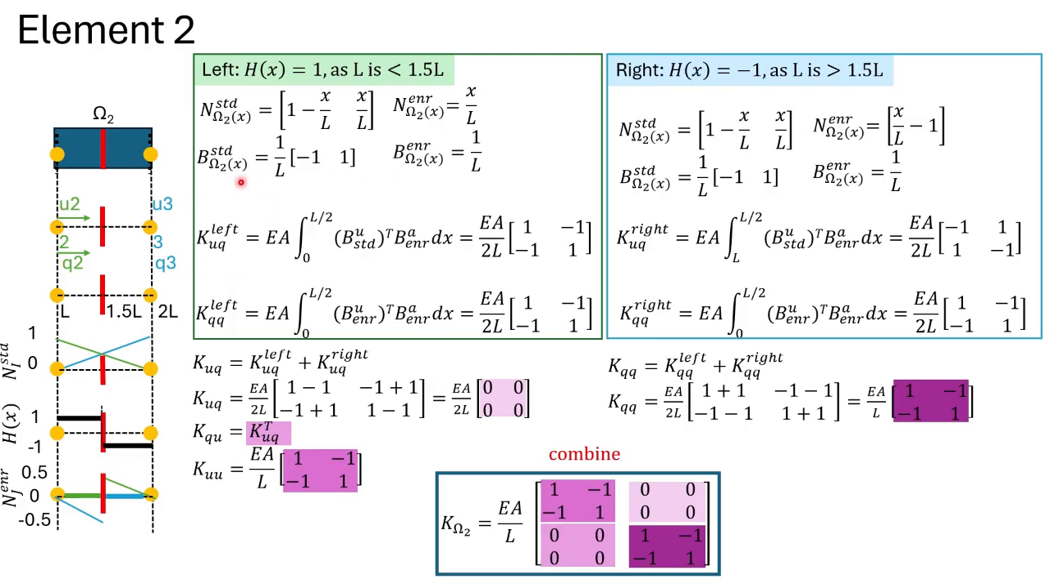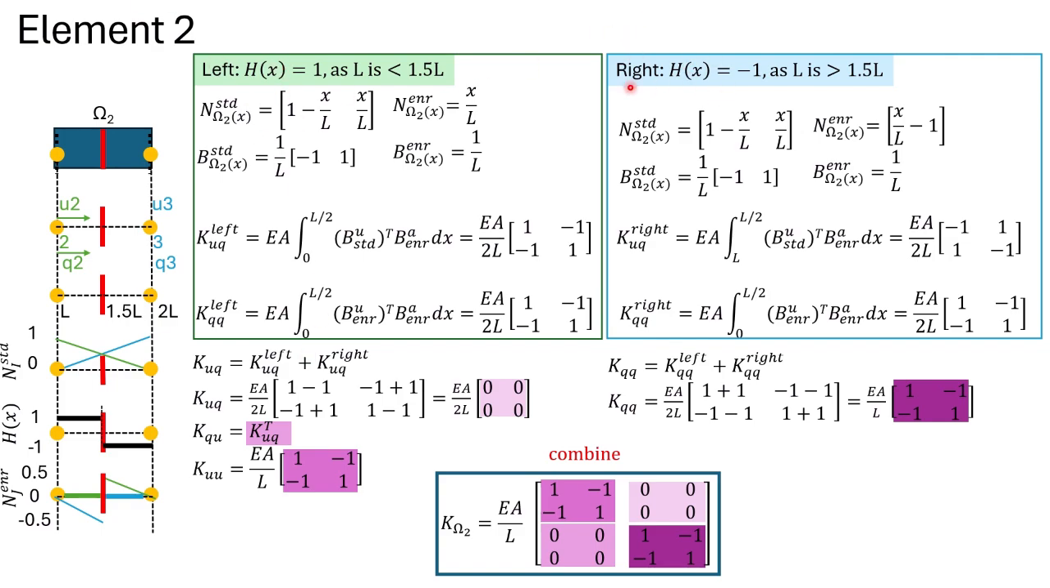By doing that, and by "left" here I just mean H equals 1, we're looking at KUQ left here, and that gets us this matrix here. And then doing KQQ left here, which gives us the same matrix down here. In order to get the full picture, we need to do both the right and the left side for this element.